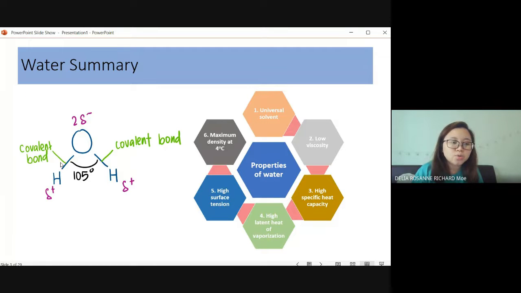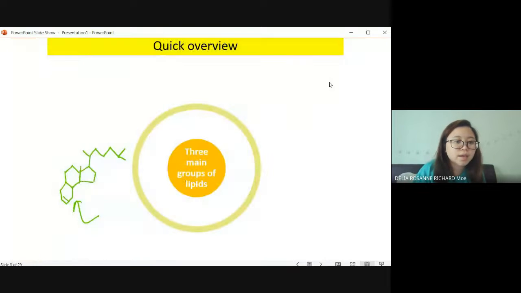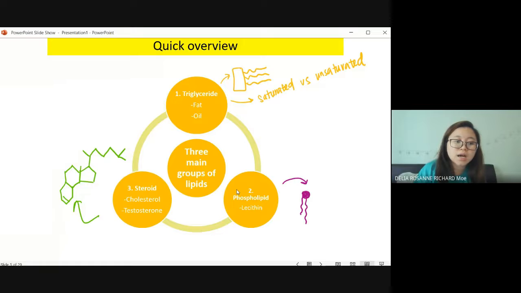You already learned about water, properties of water, and then you learned about carbohydrate. Carbohydrate has monosaccharide, disaccharide, polysaccharide, and then you learned about lipids. Lipid is not just about fat in your body, it is about the types of lipid: the first type is triglyceride, the second type is phospholipid, the third type is steroid.